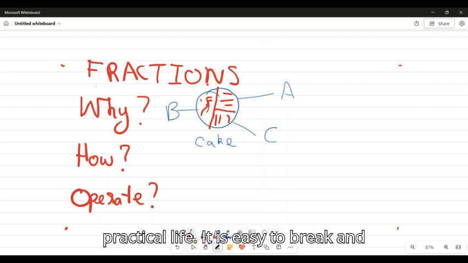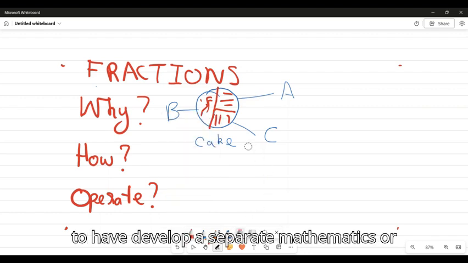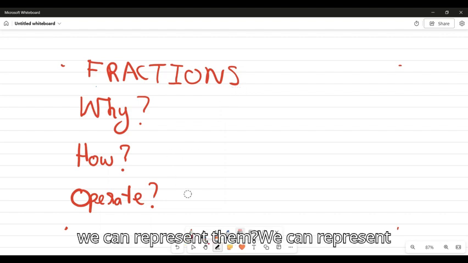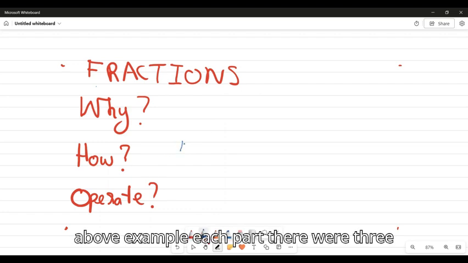Because we were doing it in practical life. It is easy to break and split a cake, but you have to develop a separate mathematics or logic for how we can represent them. So how can we represent them? We can represent them in number form. How? In the above example, there were three parts.